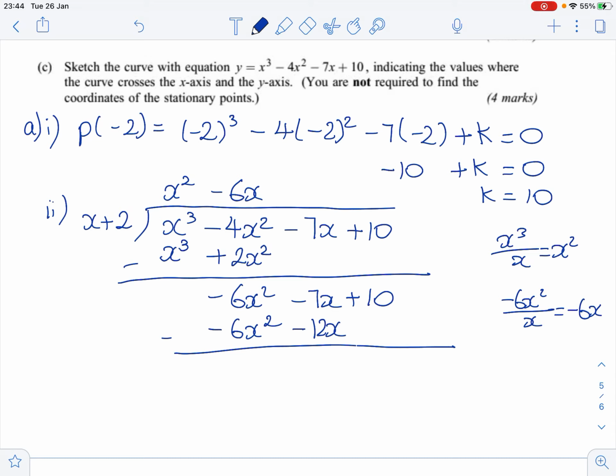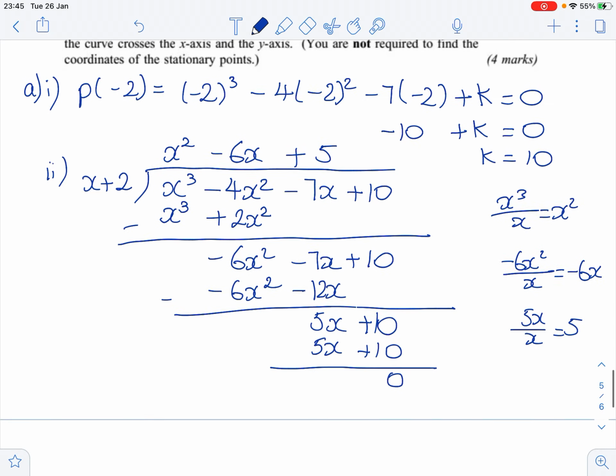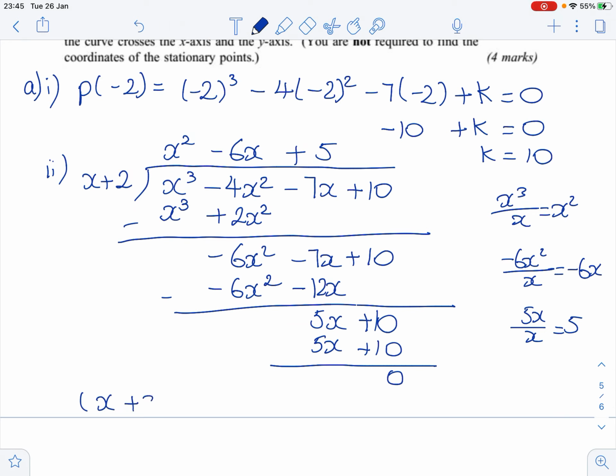So minus 6x squared minus minus 6x squared becomes 0. Minus 7x minus minus 12x becomes 5x plus 10. The last part, 5x divided by x equals 5. So it's going to be plus 5. So we have 5 times x is 5x. 2 times 5 is plus 10. Then we have a remainder of 0. So we have the factors x plus 2 and x squared minus 6x plus 5.